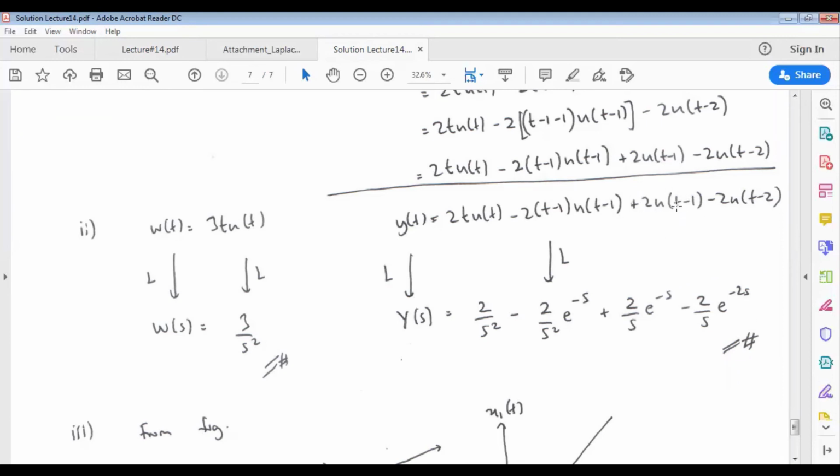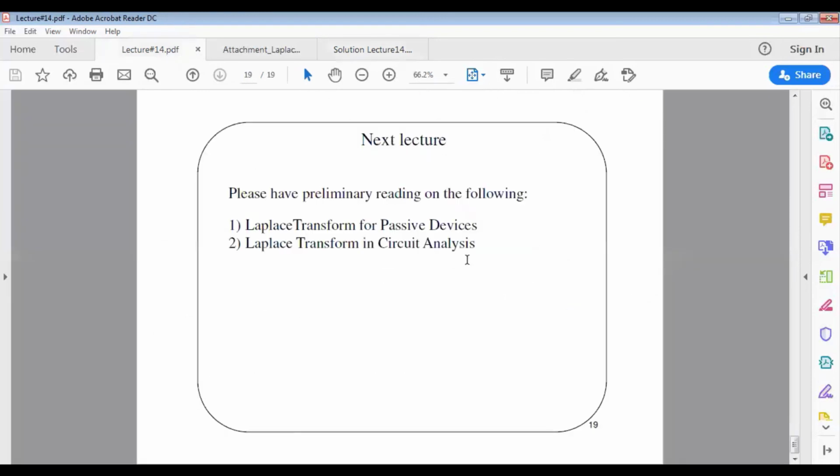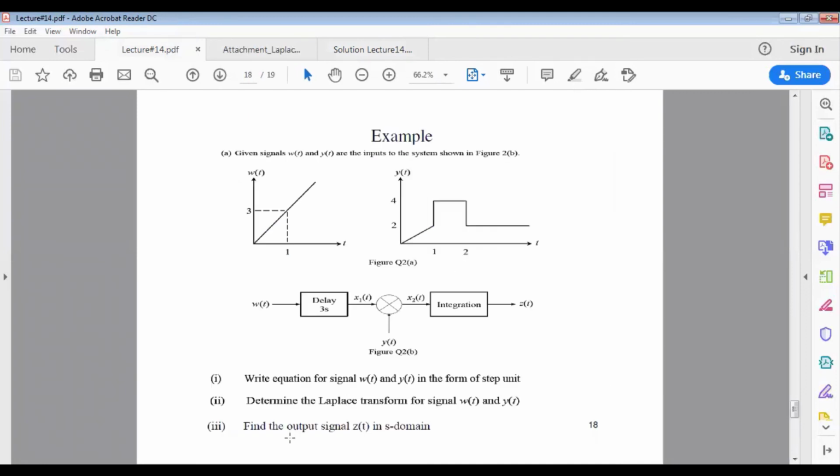The shifting is by 1, so that will be 2 over s exponential -s. And for the fourth term, it will give us 2 over s exponential -2s. So this is the Laplace transform for Y(s). Okay, and number three, you have to find the approximation of z(t) in the s domain.